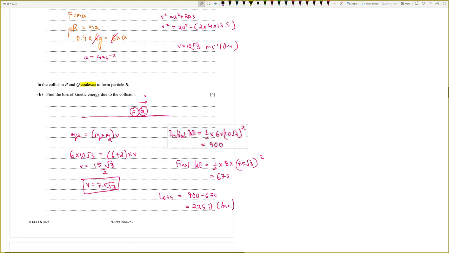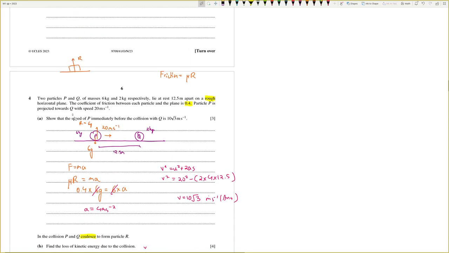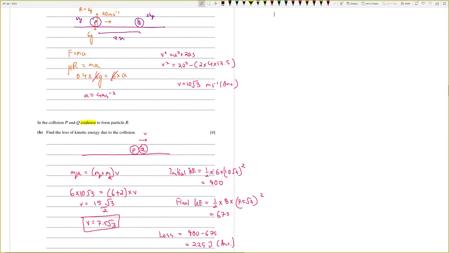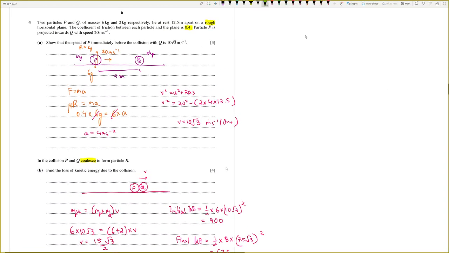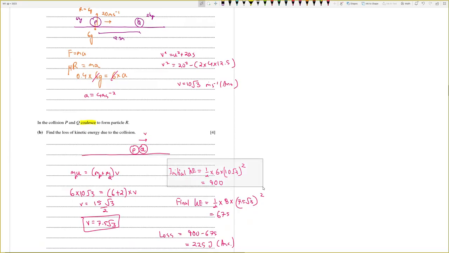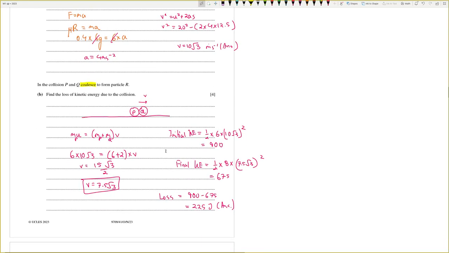Now the initial KE, only P is moving, right? So half into 6 kg times (10 root 3) whole square, which is 900, and the final one is half into the total mass 8 times (7.5 root 3) whole square, which is 675. So the loss in KE is 900 minus 675 joules, which is 225 joules. That's the net loss in kinetic energy due to the collision. So clearly it is inelastic.